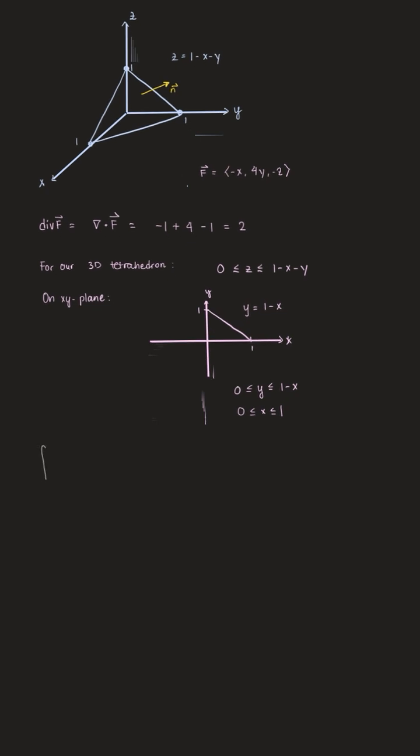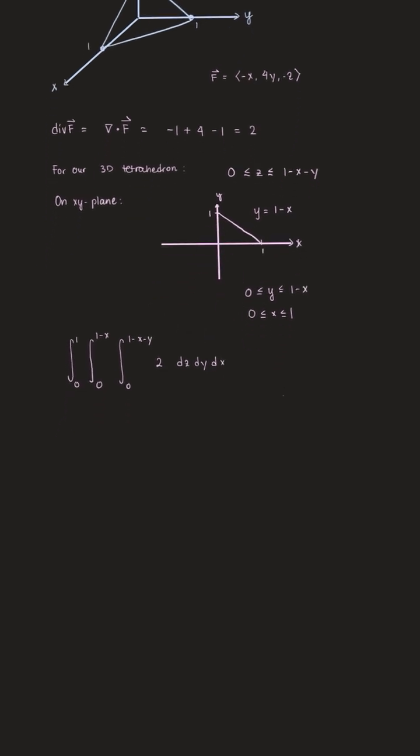All right, so our outward flux will be the triple integral where x is from 0 to 1, y will be from 0 to 1 minus x, and z is from 0 to 1 minus x minus y. Our divergence is 2. The inner integral is with respect to z, the middle integral with respect to y, and the outer integral with respect to x. Now we're ready to evaluate. Let's take our inner integral. We'll have a 2z, but z goes from 0 to 1 minus x minus y, so it'll just be 2 times 1 minus x minus y.